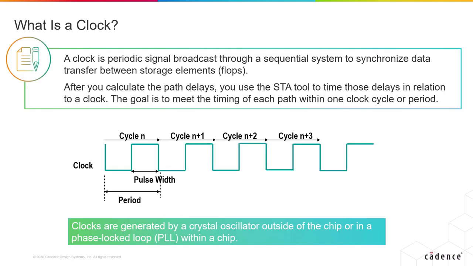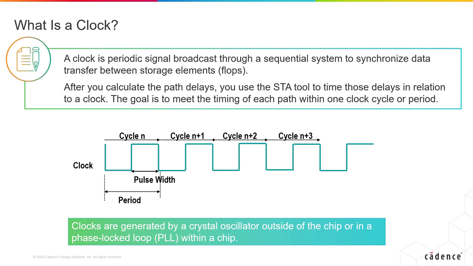Clocks are periodic signals that are broadcast and therefore are generated either on the chip or outside of the chip. A crystal oscillator can be used to generate clocks outside of a chip, and to generate it within the chip, you use phase-locked loops or PLLs.